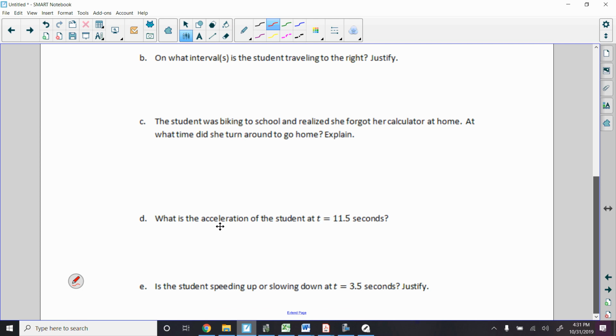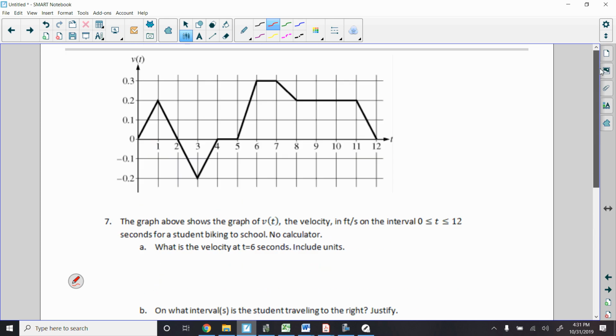Acceleration, right? We have to take the derivative of velocity. Well, since we have a velocity time graph, the derivative is going to be the slope. I want the slope at 11.5. The slope of that line goes down 0.2, so negative 0.2 over 1, so negative 0.2 feet per second squared.